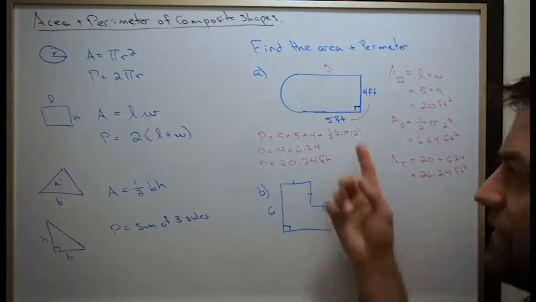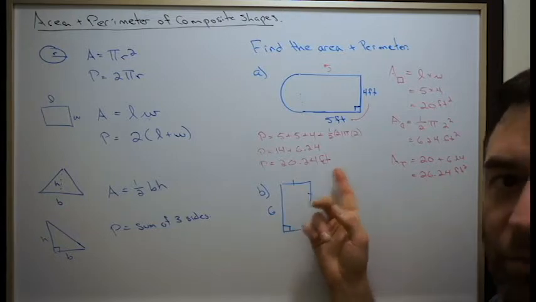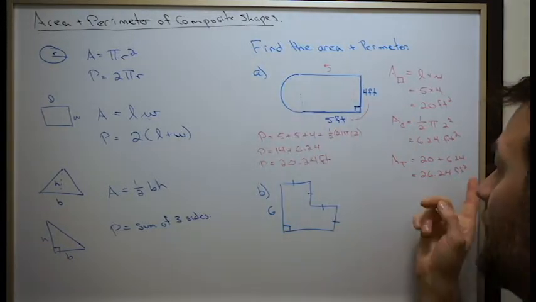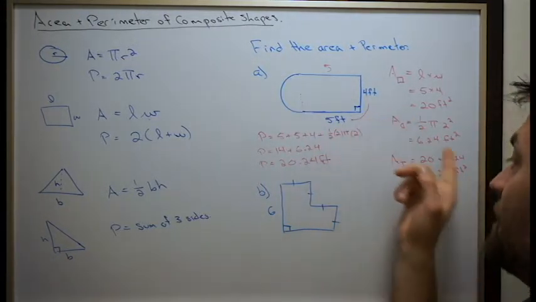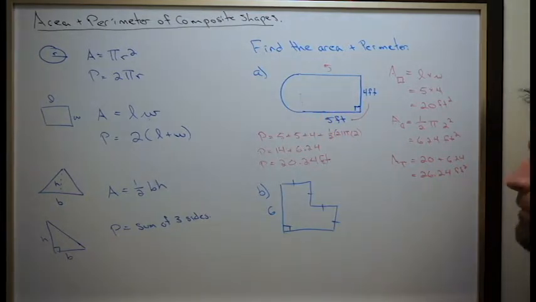And so you don't have to put the feet notation throughout, but you should be putting it at the end, remembering that perimeter is just the measure of the straight out feet, where area is a measure of how many squares of feet would fit inside there, and in this case 26.24.